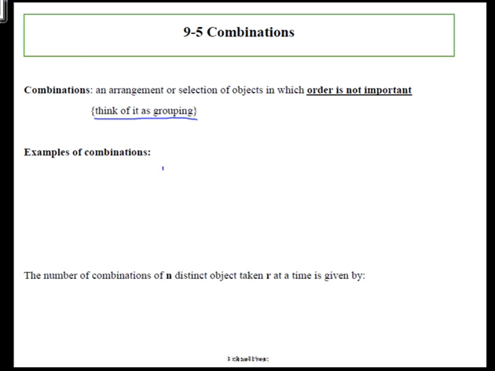We like to group together some committees. Because if you're creating a committee, it doesn't matter if you take person A and person B. If you would have selected person B and then person A, those are still the same two people in the committee.